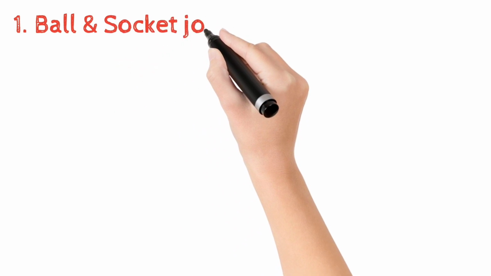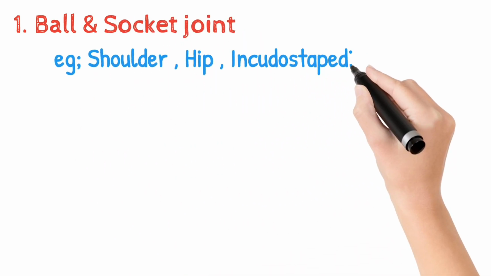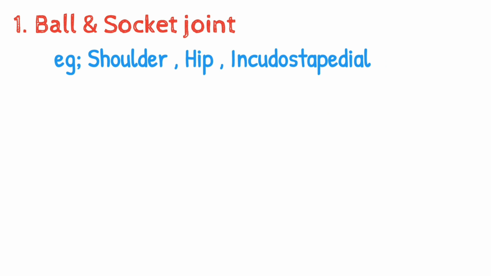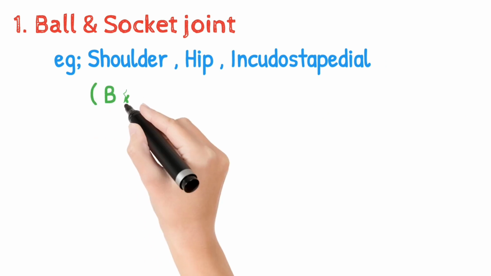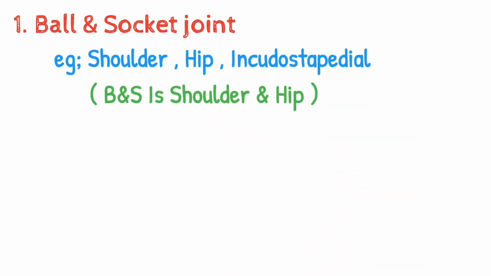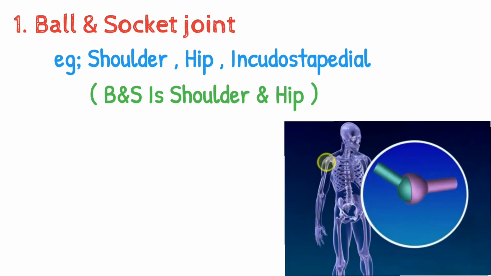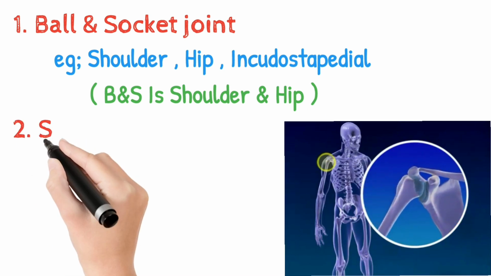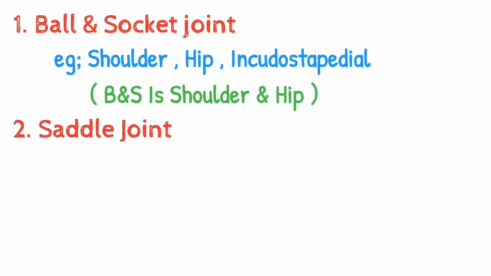So let's see the ball and socket joint. The first alphabet B is for ball and socket joint. Examples are the shoulder joint, hip joint and incudostapedial joint. Incus and stapes form the joint in the middle ear cavity. So what would be the mnemonic? Though it's very easy, we all might remember this, yet let's use this mnemonic. Ball and socket is shoulder and hip. Each will represent the incudostapedial.